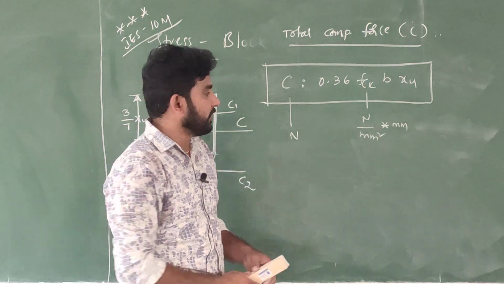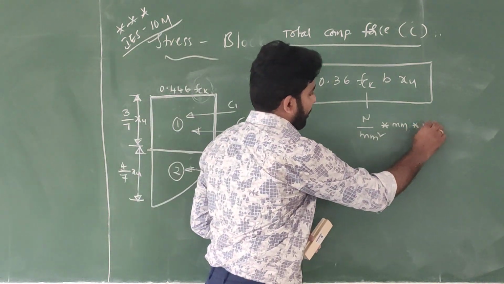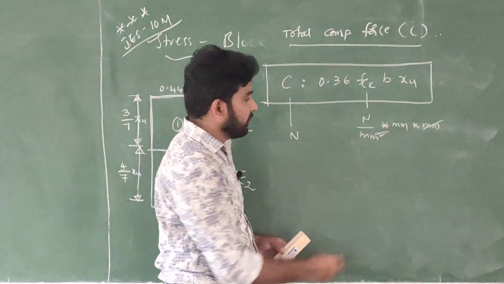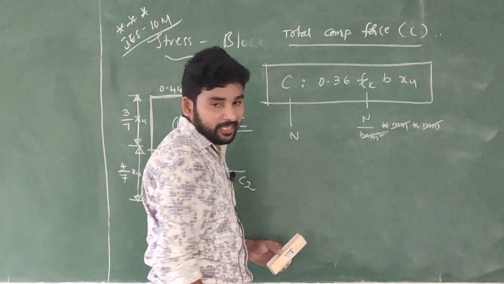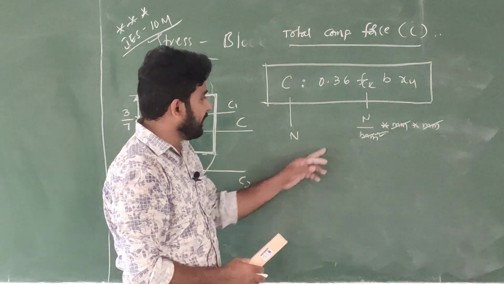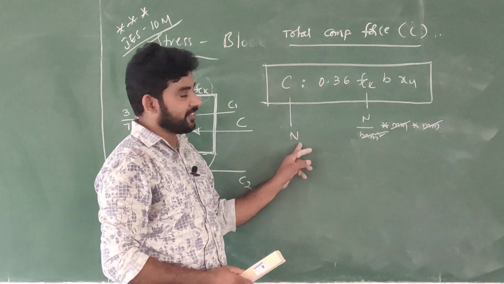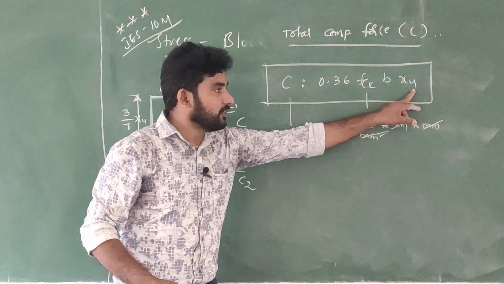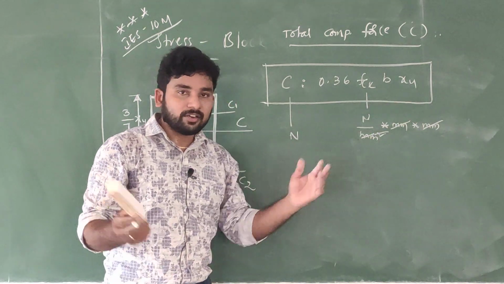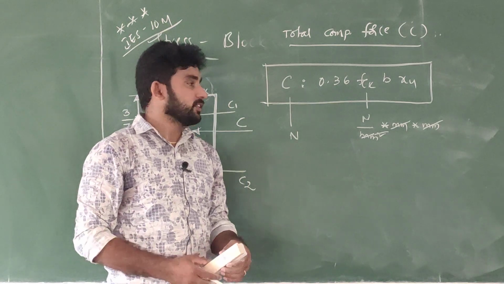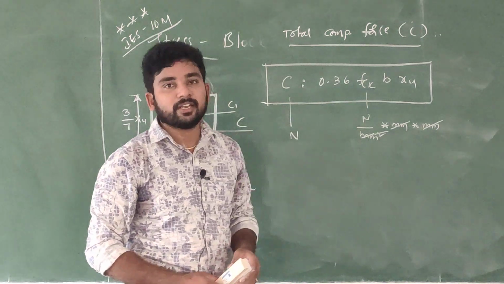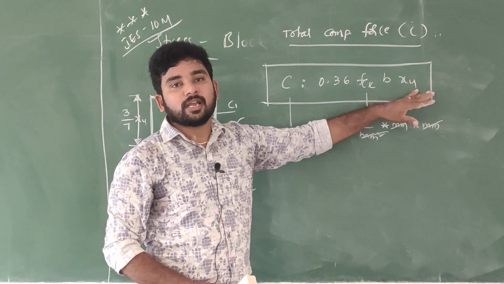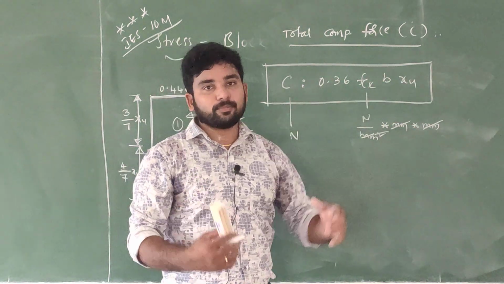What is the unit of depth? mm. mm will cancel. Here also mm will cancel. So what is it finally? Newton. So in this way we can cross check whether these values are reducing or increasing. Based on this we can cross check it. This is the total compressive force acting on that stress block.